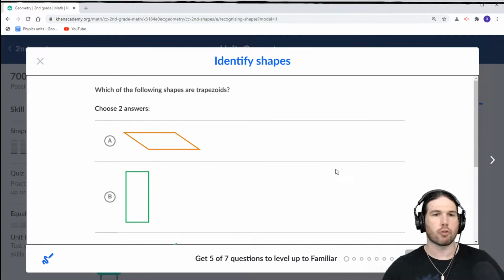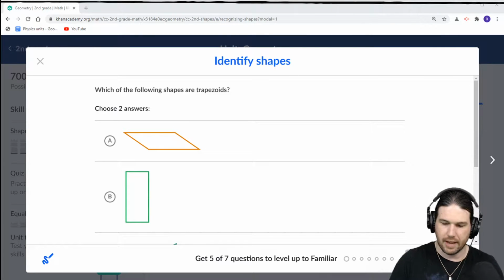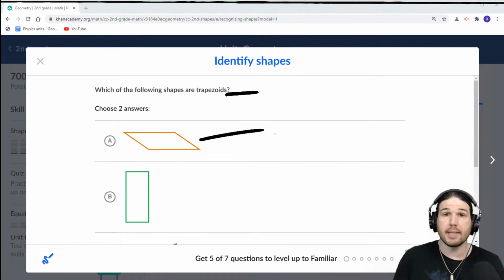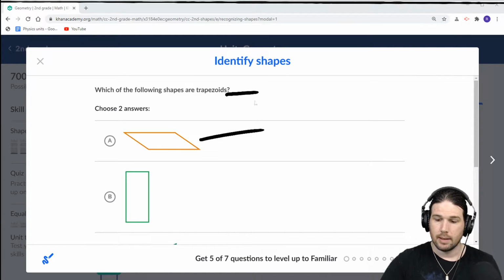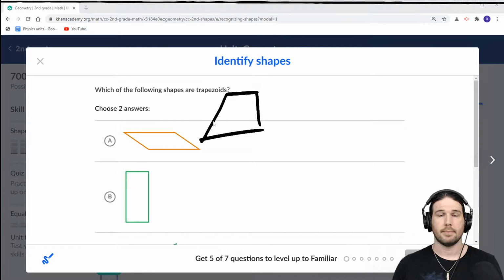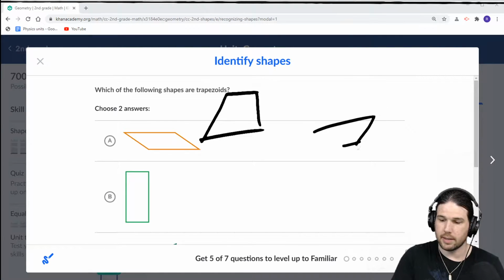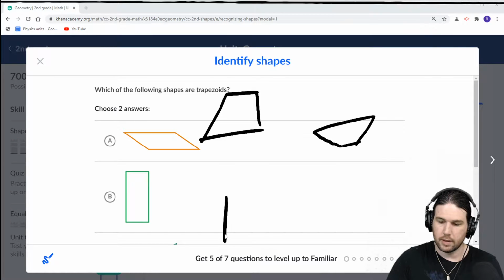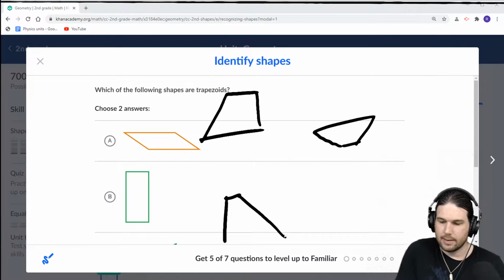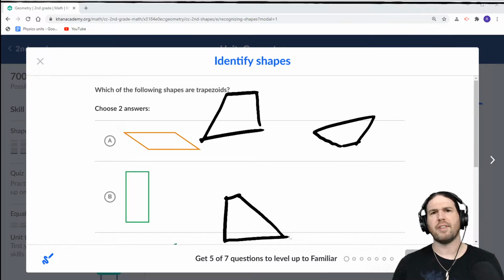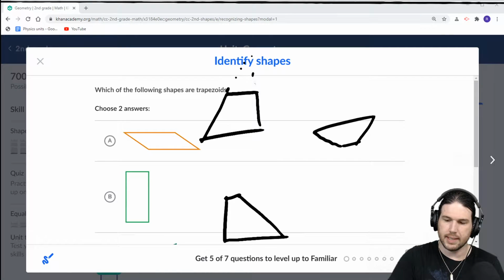Which of the following shapes are trapezoids? Okay, well, let's go ahead and talk trapezoid really quick. A trapezoid, the definition, is two lines that are parallel that are connected by two lines that are not parallel. So it could look like this, it could look like this, it could even look like that. You might think of it as a rectangle that's been chopped off, right? Because all of these kind of sort of would continue to make a triangle if you really tried.